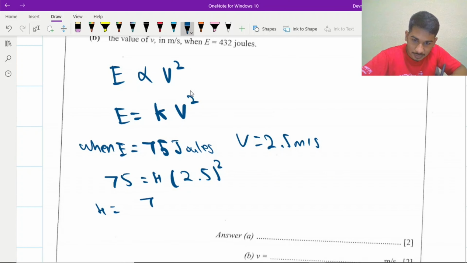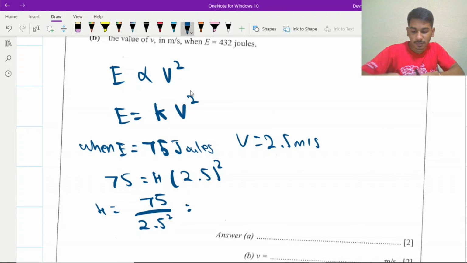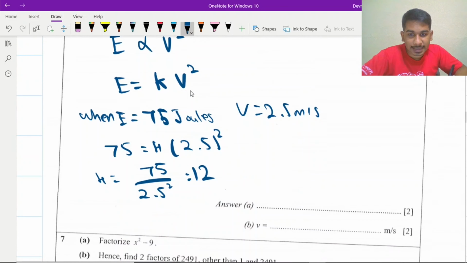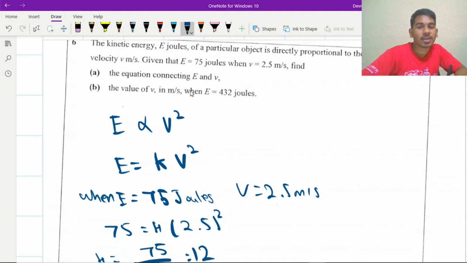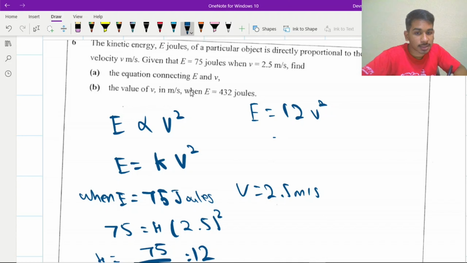Now I want to find K. K is going to be 75 divided by 2.5 square, which gives 12. So K is 12 and we have an equation: E is equal to 12 V square. Next, find the value of V in meters per second when E is given. We know the equation, E is equal to 12 V square, so we just need to sub it in.